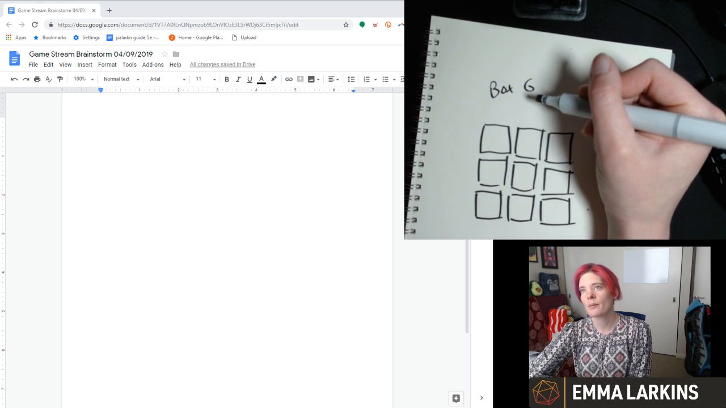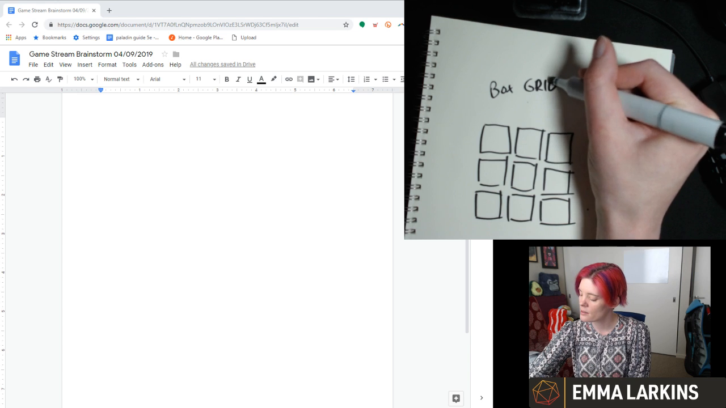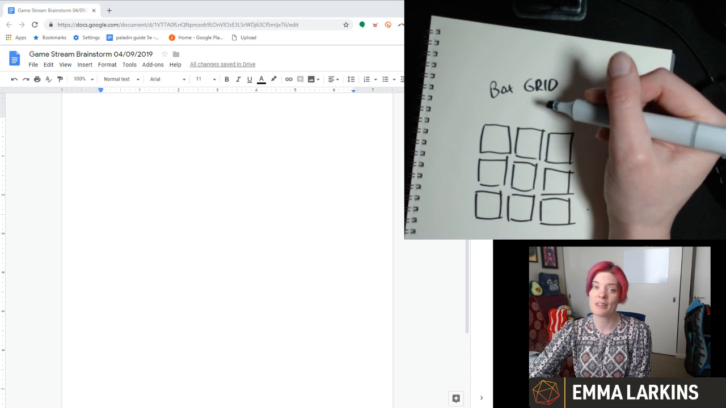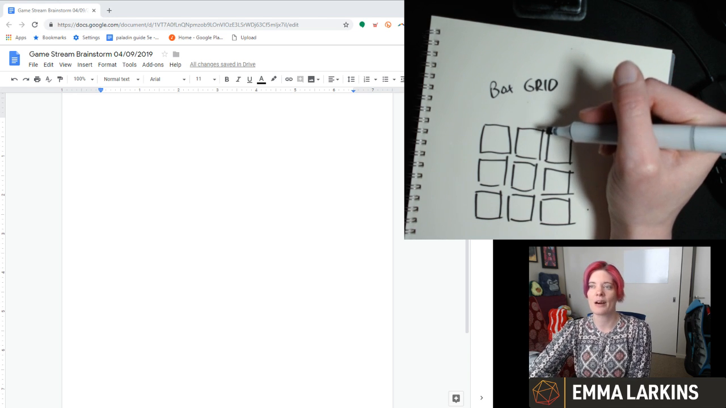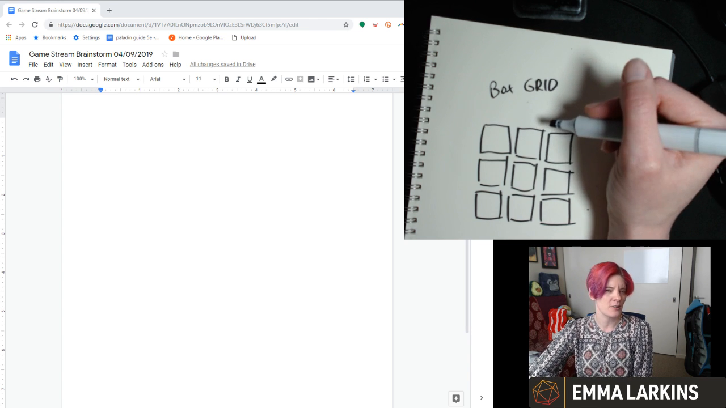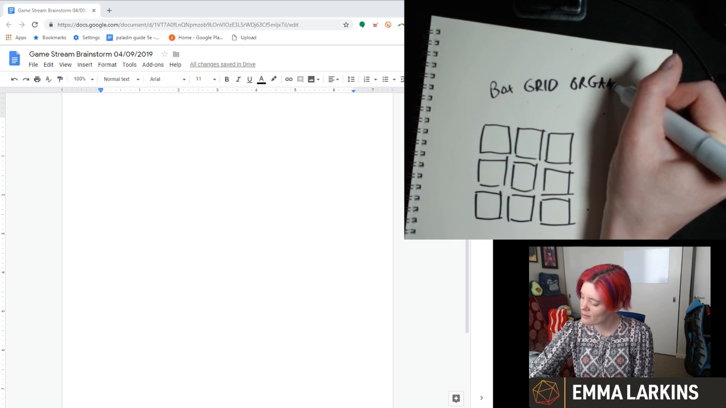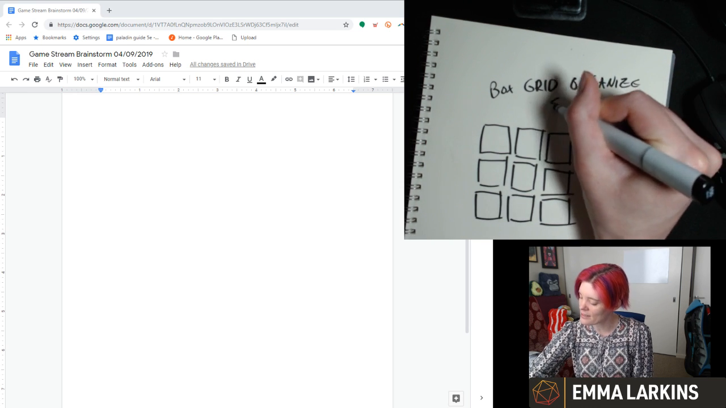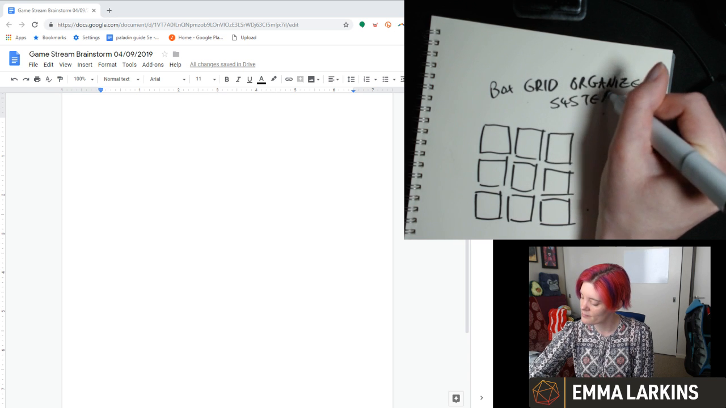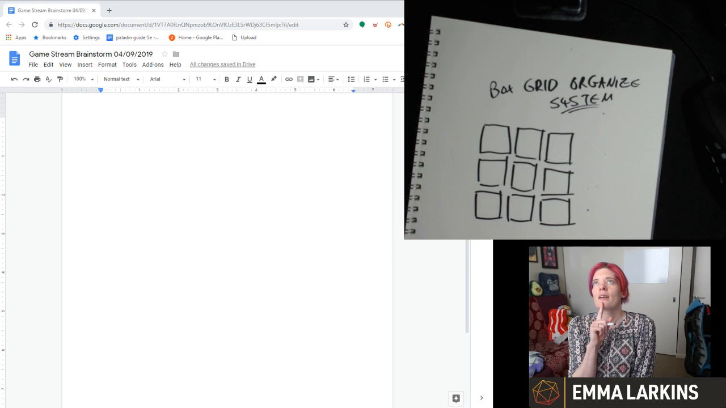But what if the game itself was a little more focused on the organizing? Or, I mean, this is a little meta, right? But what if it is a game about organizing your board game bits? You have, as a designer, right? Box grid, organized system. So organizing all your bits into different boxes as a board game designer.